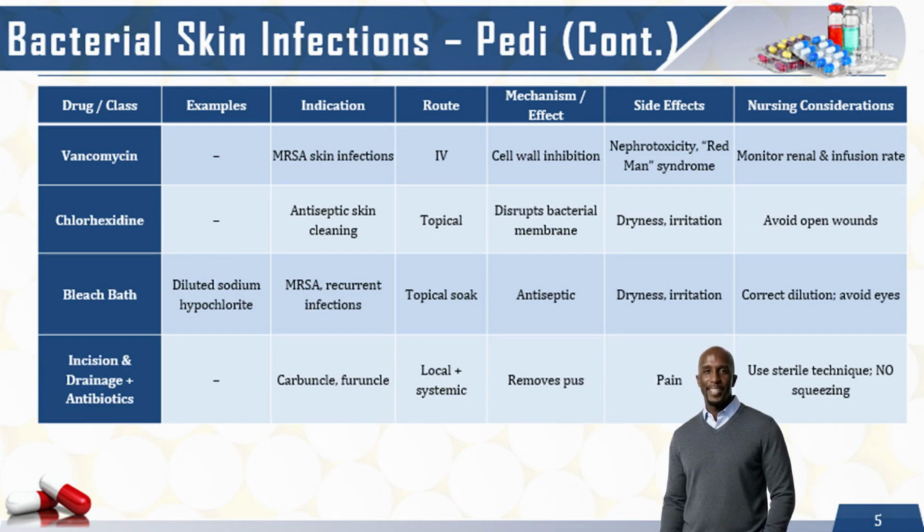Vancomycin is used for methicillin-resistant Staphylococcus aureus skin infections via intravenous administration, inhibiting cell wall synthesis. Major concerns include nephrotoxicity and Redman syndrome, so close monitoring of renal function and infusion rate is essential.